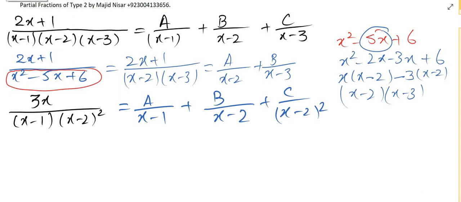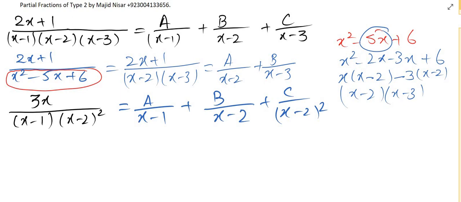So now, how do we solve it? We have to eliminate a, b and c, or you may say that we have to find the values of a, b and c. What am I saying? Let us see. We can take LCM on the right side, or we can multiply the whole fraction by x minus 1 and x minus 2 square.